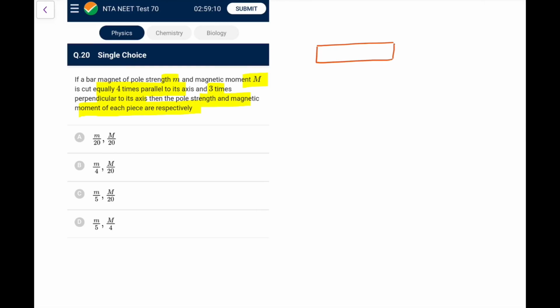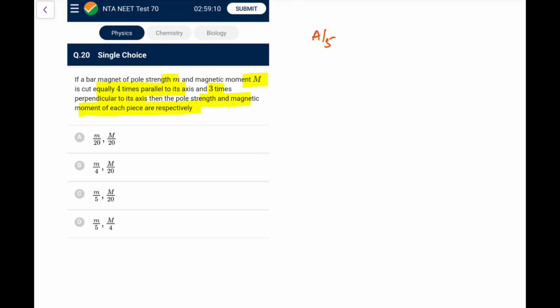Parallel to axis means like this, 1, 2 and 3, and let's say it is cut 4 times. 4 cuts mean it is divided into 5 parts. So the area will become A by 5.